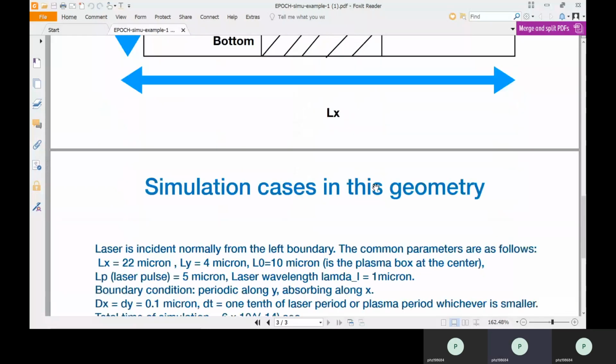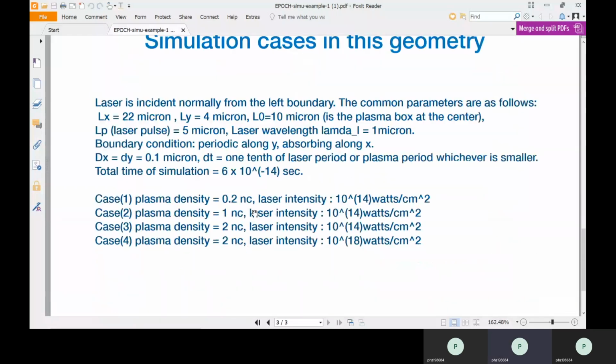These are the 4 cases we will deal with. In the first case, the plasma density will be 0.2 times the critical density, and the intensity will be 10 to the power 14 watt per centimeter square. In case 2, the density will be exactly equal to the critical density, and the intensity will be the same. In the third case, the plasma density will be 2 times Nc, and in the fourth case it will be 2 times Nc as well, with the intensity 10 to the power 18 watt per centimeter square. Let's start one by one.